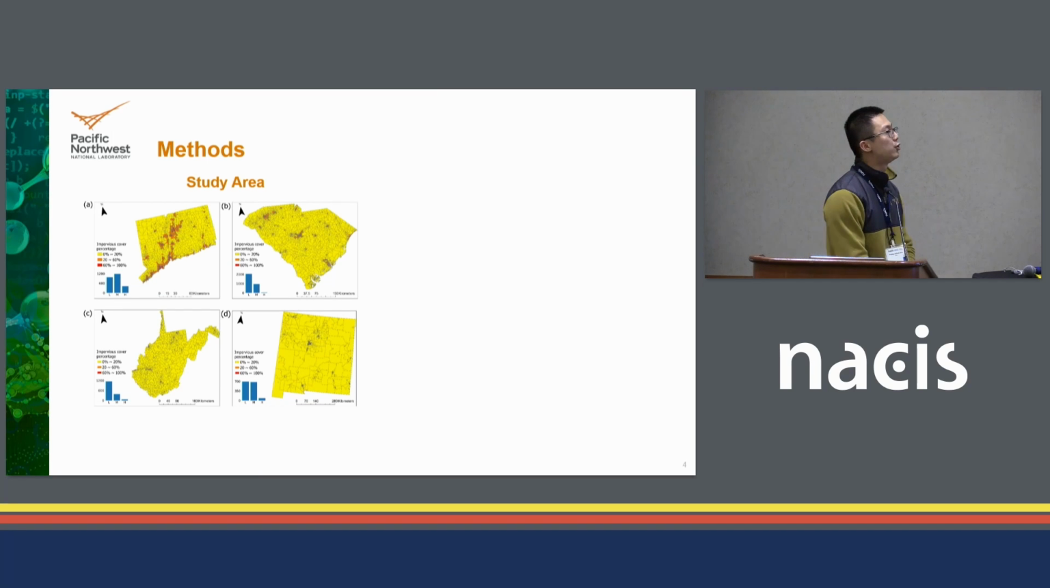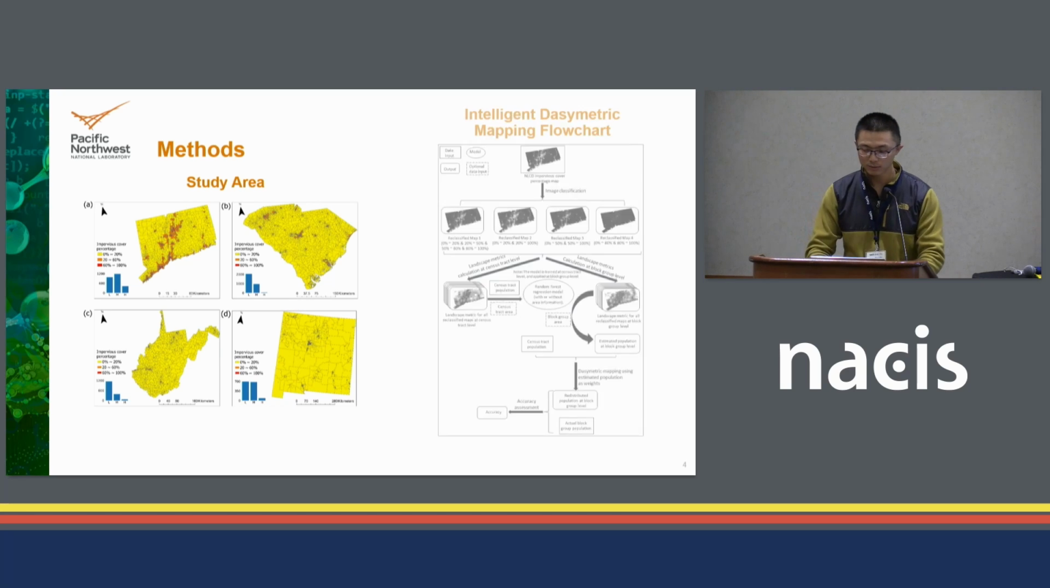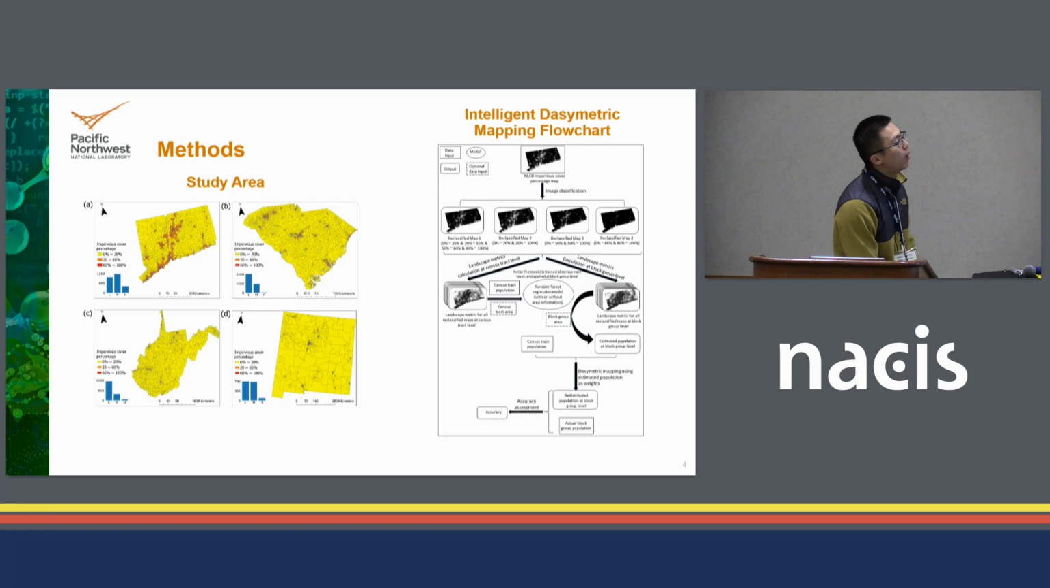We have chosen 4 states as our study area, including Connecticut, South Carolina, West Virginia, and New Mexico. As you can see, these 4 states represent different population density areas. Connecticut has the highest population density, while New Mexico has the lowest. The right figure shows the flowchart for our intelligent Dasymetric mapping based on the landscape metrics.